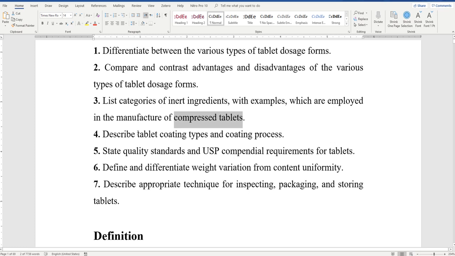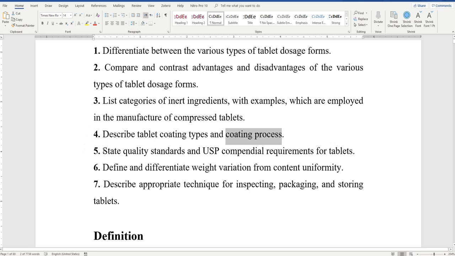Now also you need to learn about the different coating types that we apply in the coating process to tablets. Of course, these coatings can be functional coatings or just plain coating. So you need to know about the coating process and the types of coating and how we do them.